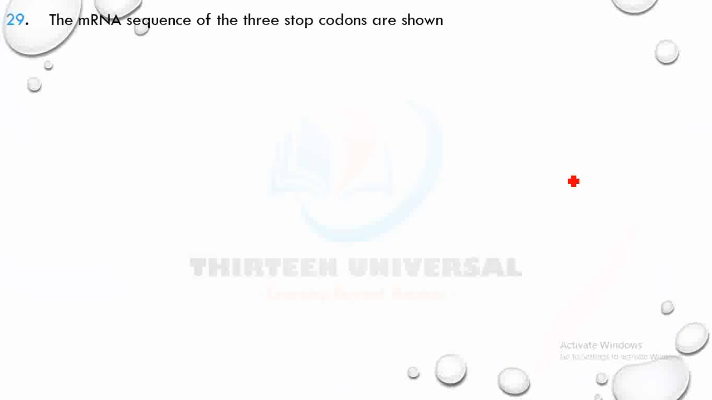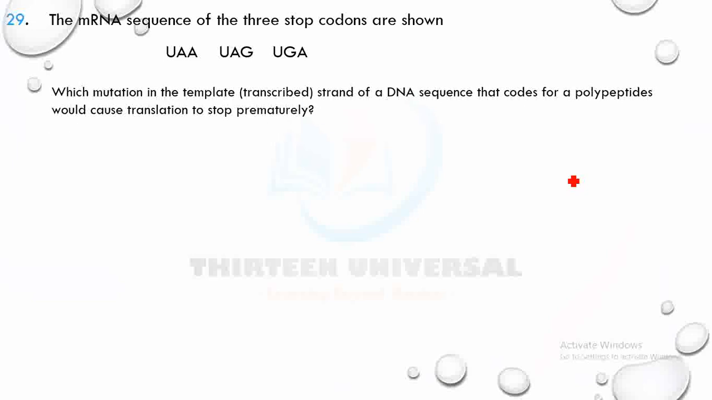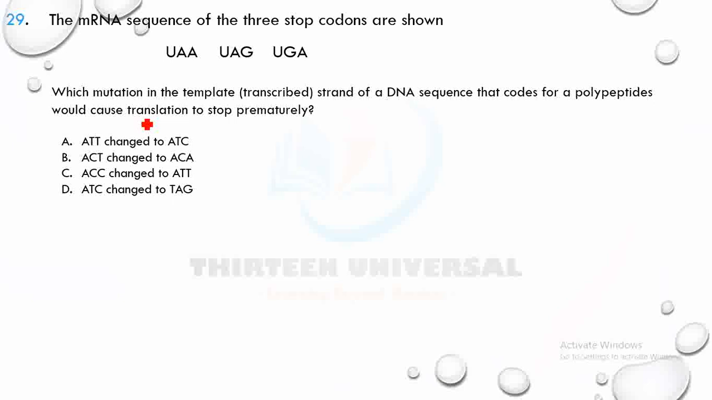All right. The mRNA sequences of the 3 stop codons are shown. You can see that. Which mutation in the template transcribed strand of a DNA sequence that codes for a polypeptide would cause a translation to stop prematurely? So this is the sequence of 3 stop codons. This is the first one to appear, this is the second one, and this is the third one. If this one appears, there's going to be a much shorter polypeptide, but if this appears, there's going to be longer bits.